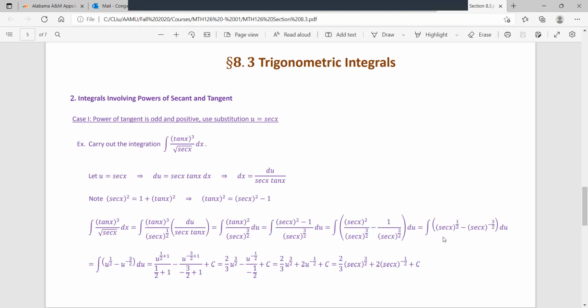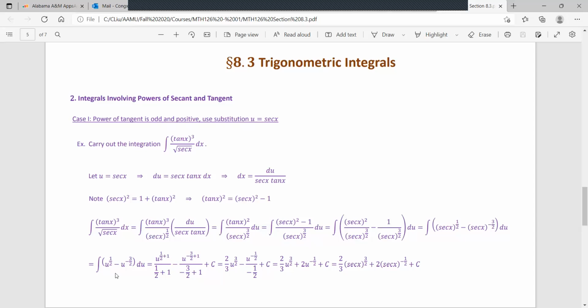And the second term is just the secant x to the negative 3/2. It's in the denominator, so you just use a negative exponent. Now you can rewrite secant x as u, as we defined earlier. So the whole thing is just u to the half minus u to the negative 3 halves.